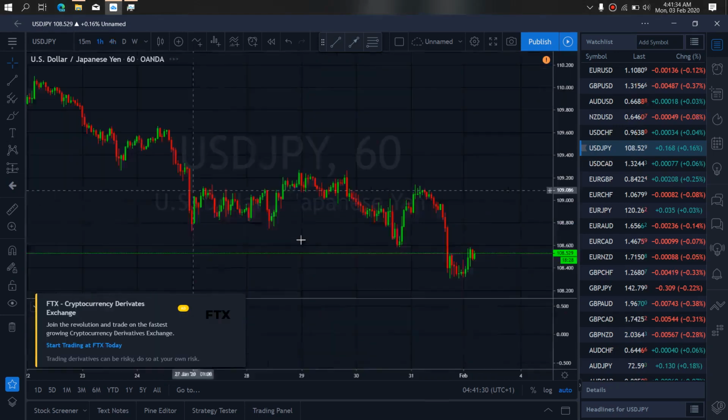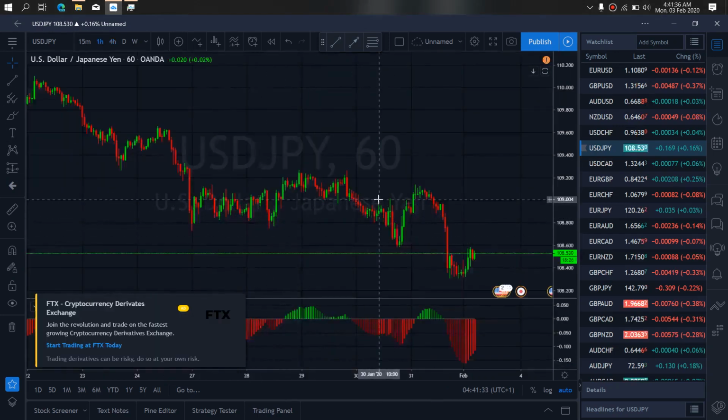So if we zoom to the 1-hour time frame on dollar yen this week, right now I want to watch this as the start of a sideways correction.